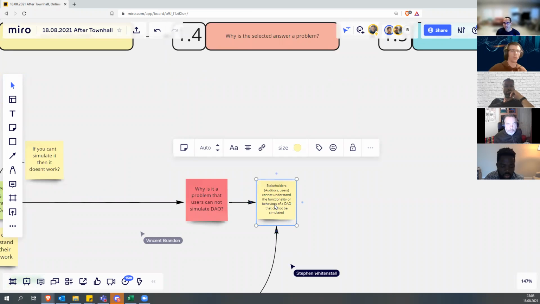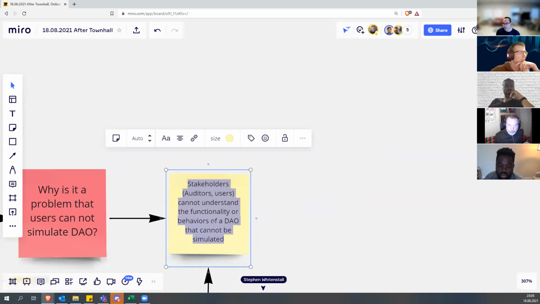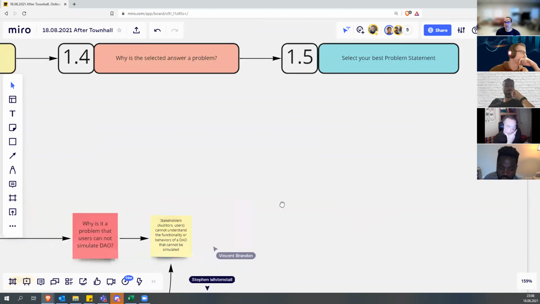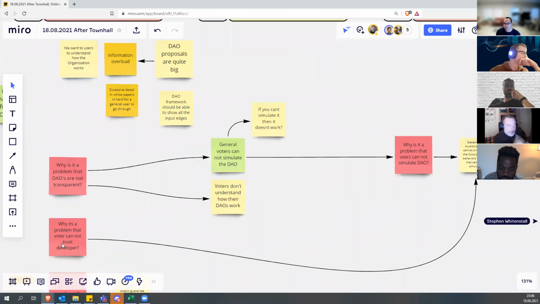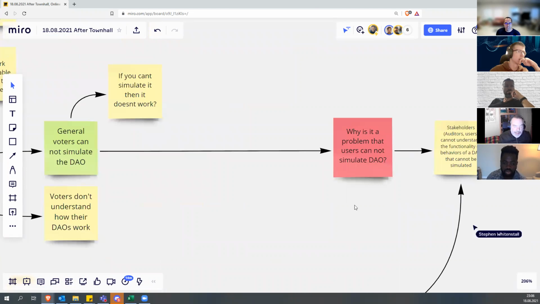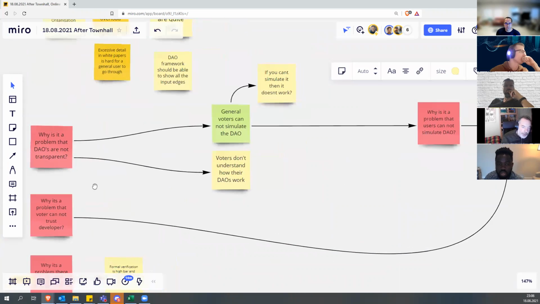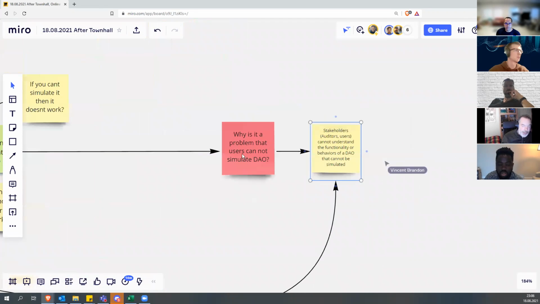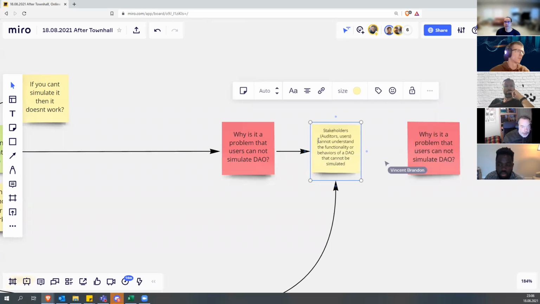And usually I do the why three times. So we perhaps could put another spin on this and say, why is it a problem that stakeholders cannot understand the functionality? But then we are going back to this, right? I mean, the trust aspect. Vincent, you didn't really want to blame developers, but to depersonalize that, you can't trust the code base. Okay. Yeah.